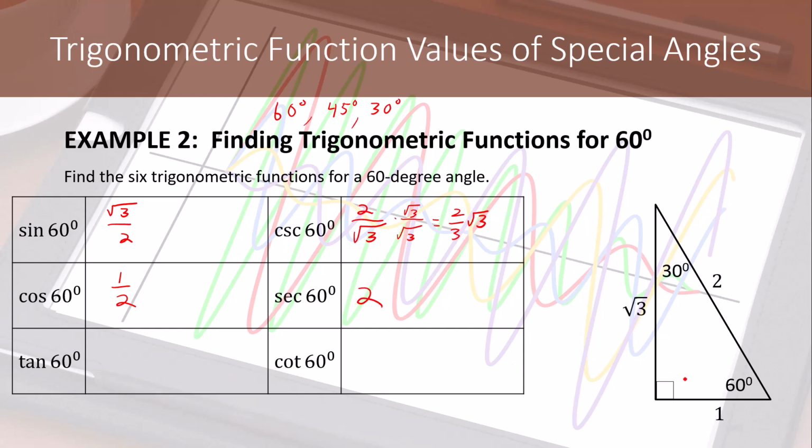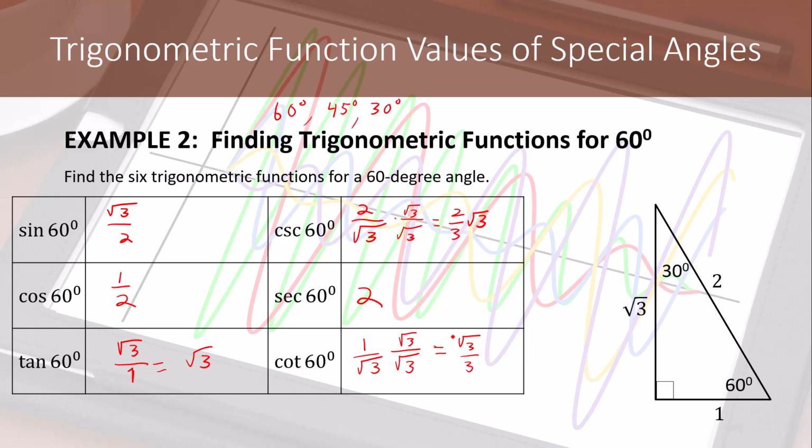And then finally, we just need to do tangent. Tangent of 60 is going to be the opposite, which is the square root of 3, divided by the adjacent, which is 1, so that's just simply the square root of 3. And then the cotangent is going to be the reciprocal, and that is going to be 1 divided by the square root of 3. Once again, we cannot have a radical in the denominator, so we're going to multiply this by 1, or namely root 3 over 3, and that is going to give us the square root of 3 divided by 3.